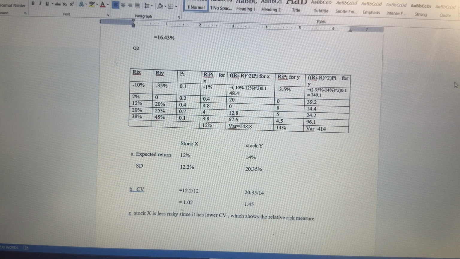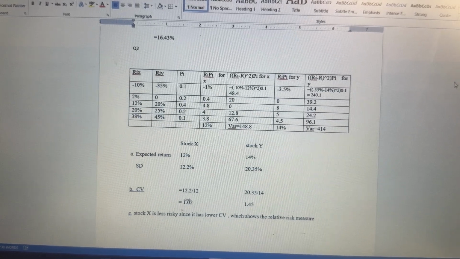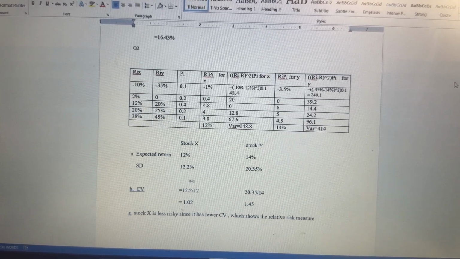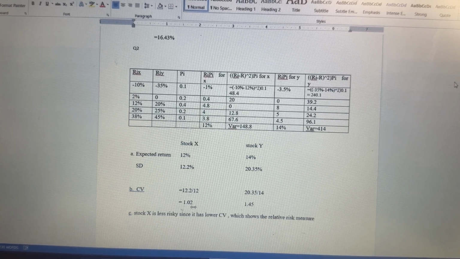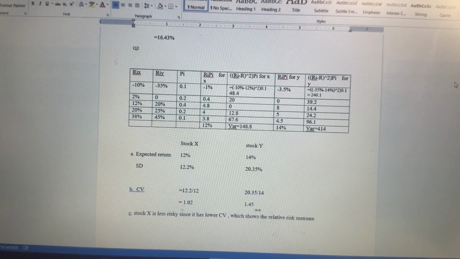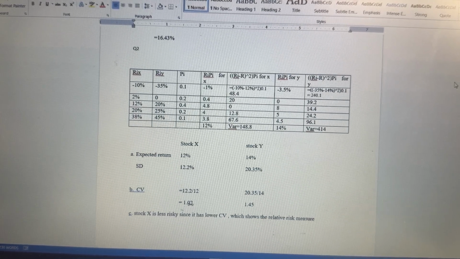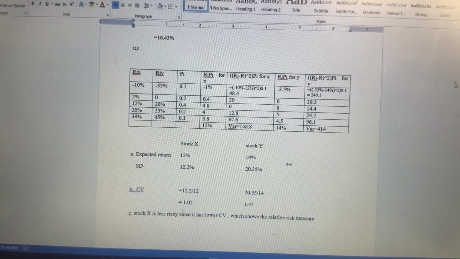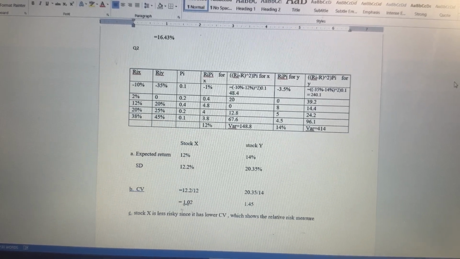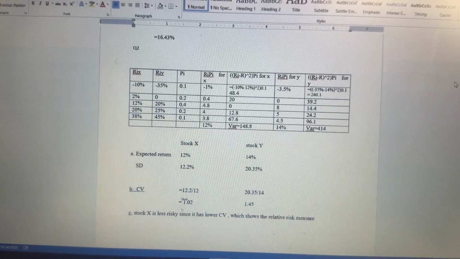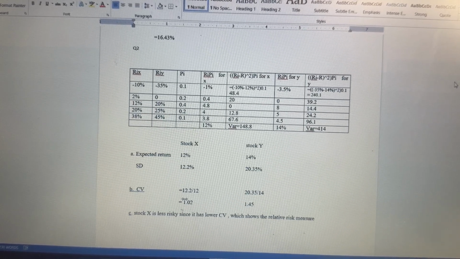So that is our first part, expected return and standard deviation calculation. Part B, coefficient of variation calculation to measure relative risk. For X, the standard deviation 12.2 percentage divided by 12 percentage becomes 1.02. For Y it comes as 1.45. Comparatively, X is low, so stock X is less risky compared to stock Y, since the relative measure, the coefficient of variation, is lower for stock X. So we need to conclude which one is less risky as well.